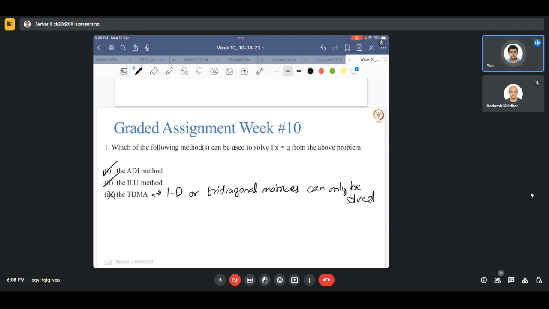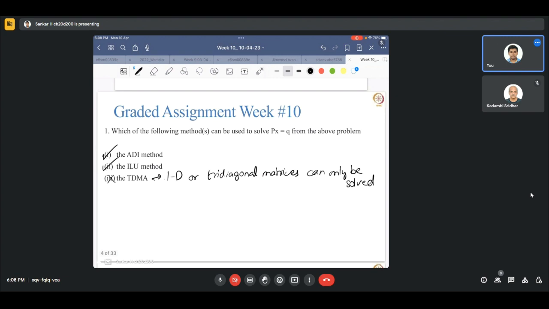So therefore, the tridiagonal matrix algorithm cannot be used to solve such an equation Px equal to Q. While on this TDMA, could you get an answer for my question as to why TDMA requires diagonal dominance? So I checked with Professor Srinivas Jayanti. Apparently, I didn't get any reply from him directly, but I searched all over, and it's just that the TDMA actually does not require, or let me phrase it right this way, is not an iterative method, right, so it does not require diagonal dominance.